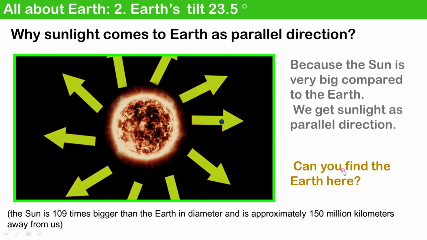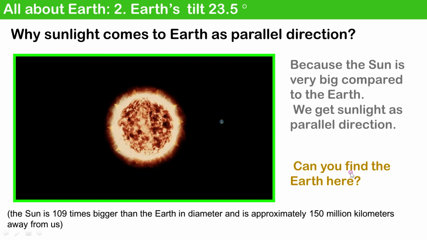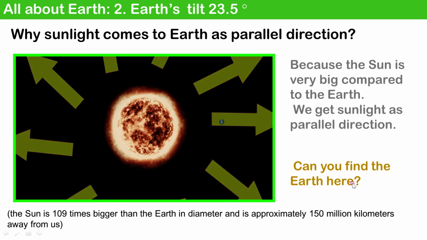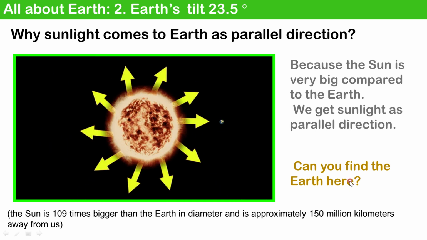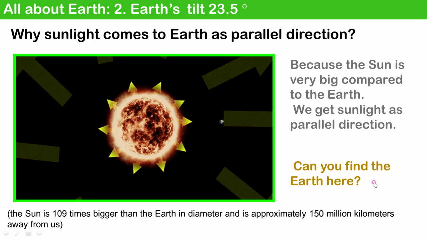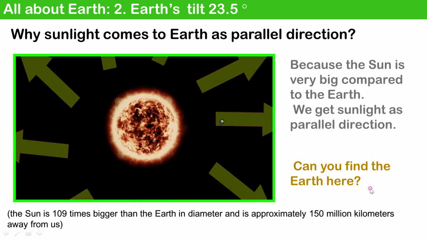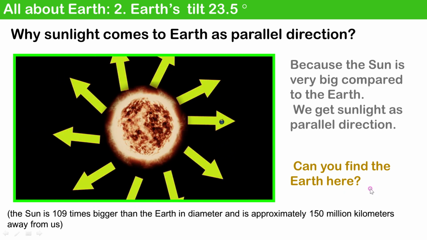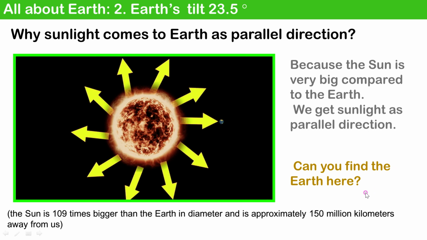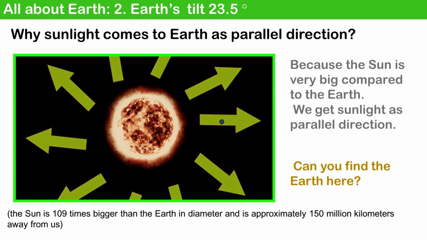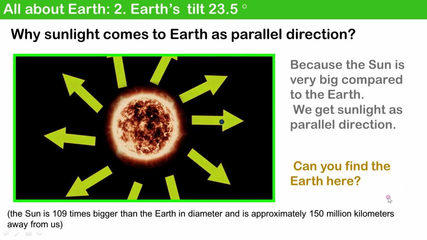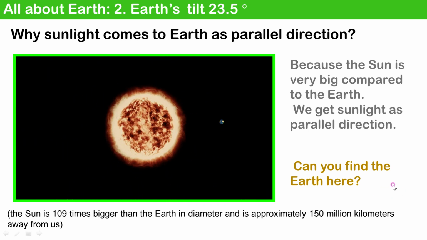Why does sunlight come to Earth in a parallel direction? Because the sun is very big compared to the Earth, we get sunlight in a parallel direction. This is the real size of the Earth and the sun. The sun is 109 times bigger than the Earth in diameter and is approximately 150 million kilometers away from us. Can you find the Earth here?